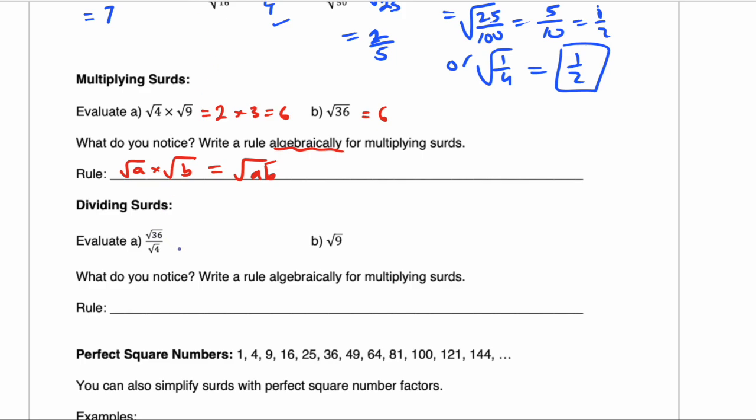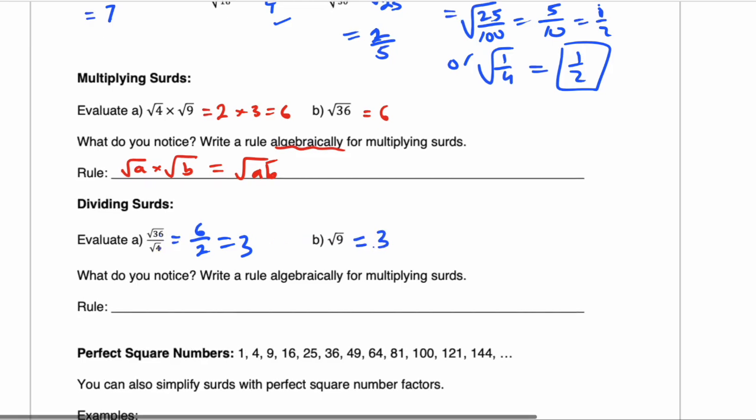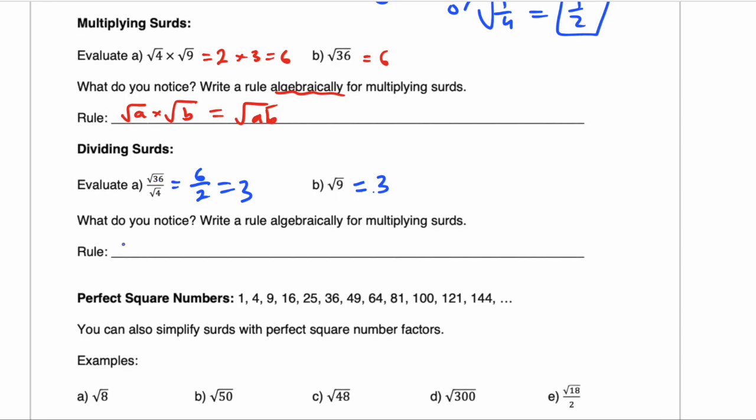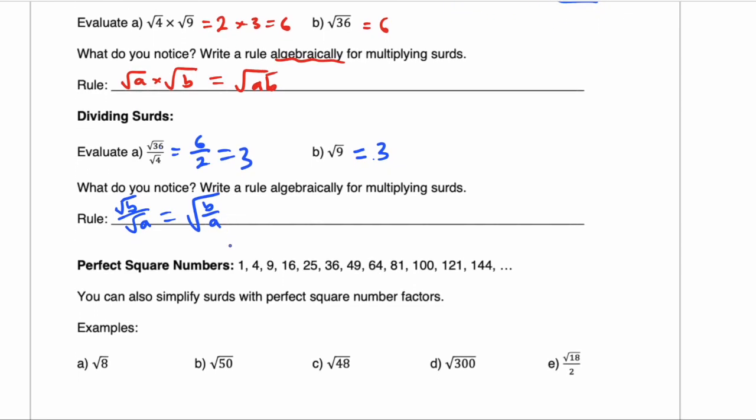And it works similarly with dividing. This is 6 over 2, which is 3, and root 9 is just 3, and that's the same as root of 36 divided by 4. So we can also say root A over root B equals root of A over B, for instance. So we have this rule.